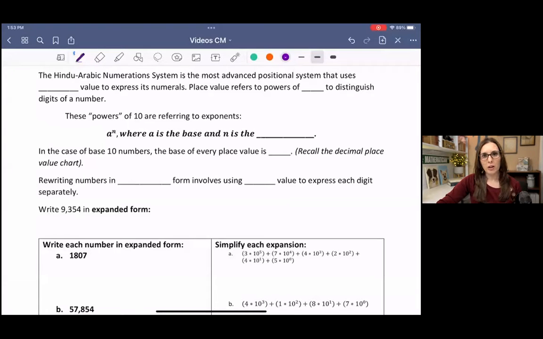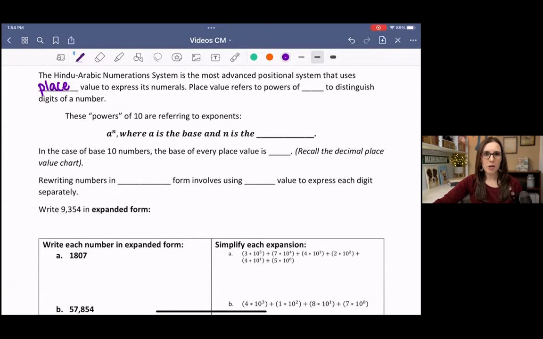Hey y'all, in this lesson, we're going to learn how to write numbers in expanded form and how to add numbers in expanded form. You might also recognize this as scientific notation. The Hindu-Arabic numeration system is the most advanced system, and it uses positional values, basically. So we focus on place value. When I say Hindu-Arabic, it sounds foreign, but it's actually the numbers you see and use today. So you can consider it your native language in numbers.